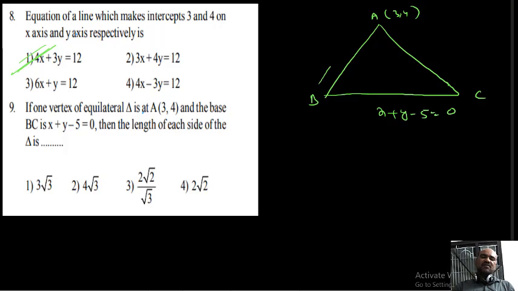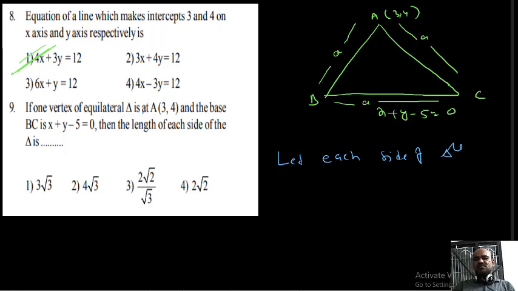Now we want to find each side of the equilateral triangle. Let each side of the triangle be a, because it is equilateral, so all sides are equal. Do one thing: from A draw a perpendicular on the opposite side, say this is D. Automatically AD is the altitude, AD is the median, AD is the angular bisector, AD is everything.